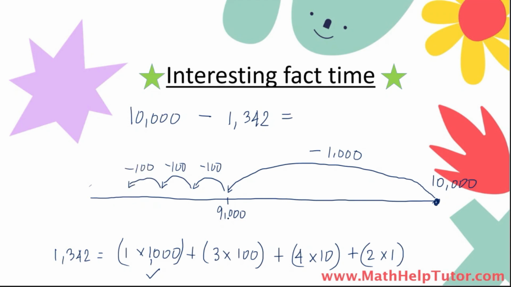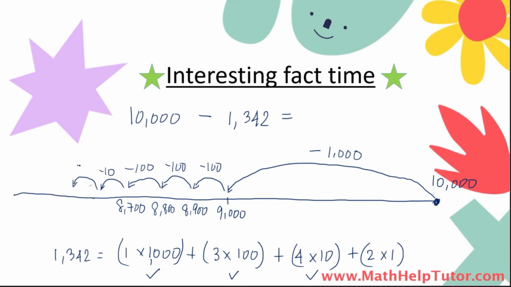So if we subtract 100 from 9,000, it becomes 8,900. If we subtract another 100, it becomes 8,800. And then if we subtract another 100, it becomes 8,700. So we're done with the hundreds place. Next, let's go with the tens place. So we are going to subtract 4 tens.